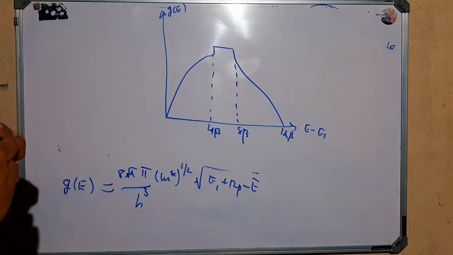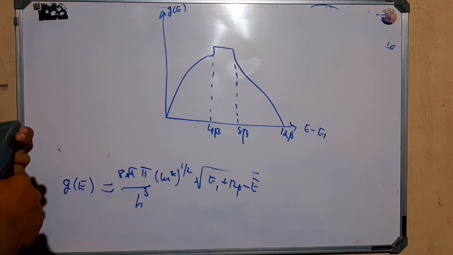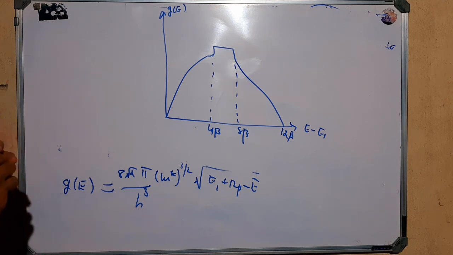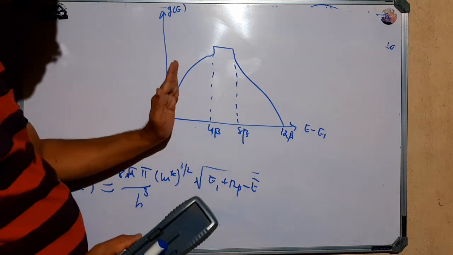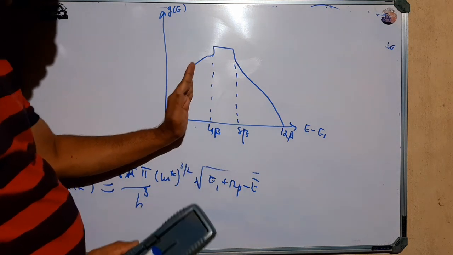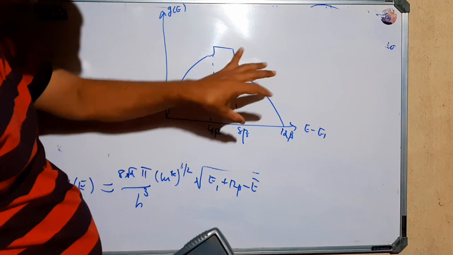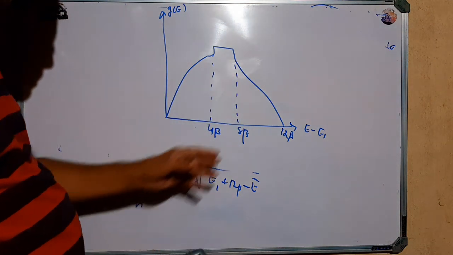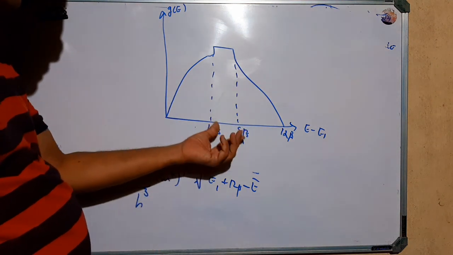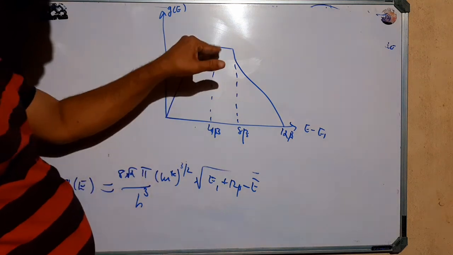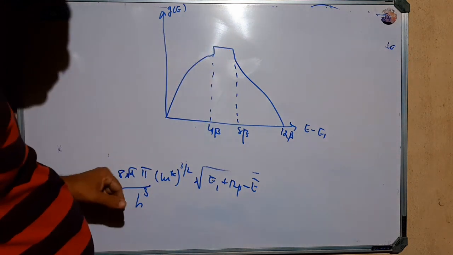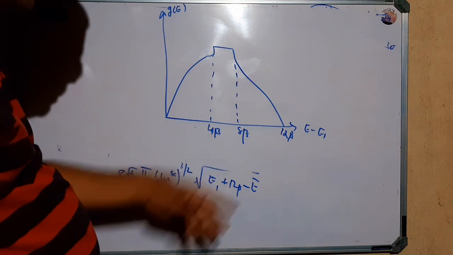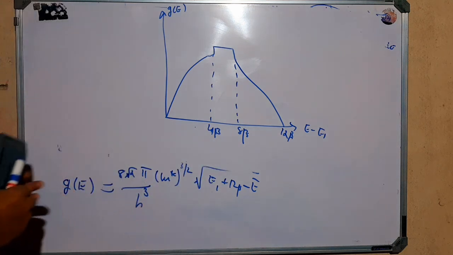So this is at the bottom of the energy band. This is the variation we observe at the top of the energy band. This is in between. The density of energy states remains almost the same between 4 beta and 8 beta.